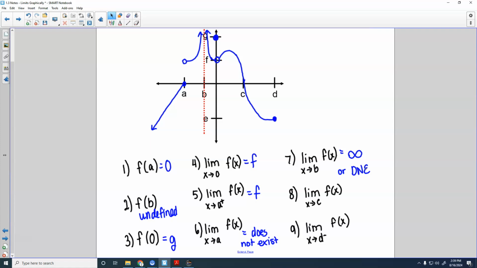Because when you think of limits, it would be like if you were driving down the road and you saw a speed limit sign that said speed limit infinity, right? That's not really a limit in that case.